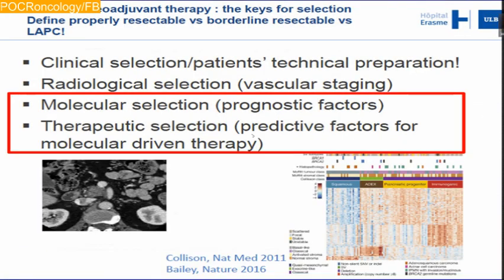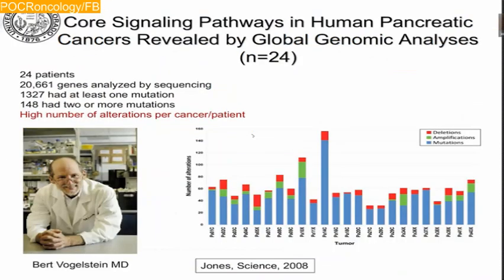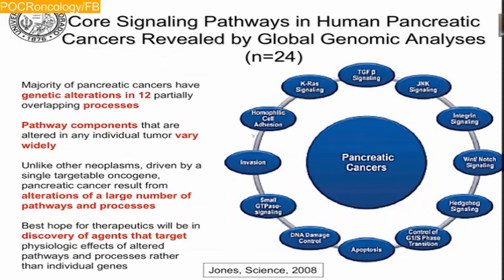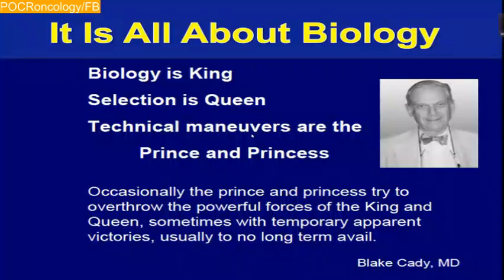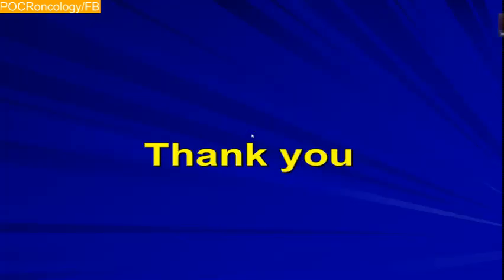So I think we have to do better at selection. We've done our best with clinical selection, performance status, and radiological selection, but we have to do more work on molecular and therapeutic selection based on molecular-driven therapy. As Dr. Molina said, it is a very heterogeneous group of patients with a lot of non-targetable mutations. Again, these are the pathways that Dr. Molina talked about. But I think this is very interesting, and it came out in Nature: we now know that BRCA mutational signature burden correlates with response to platinum-based therapy and PARP inhibitors. Again, it needs more validation, but at the end of the day, it's all about biology. Thank you.